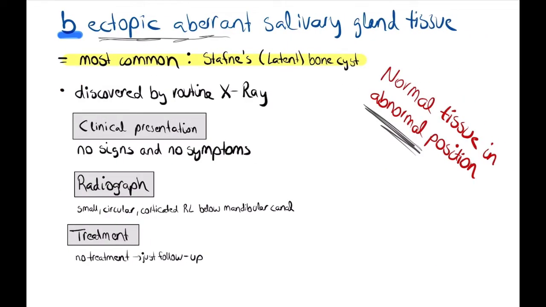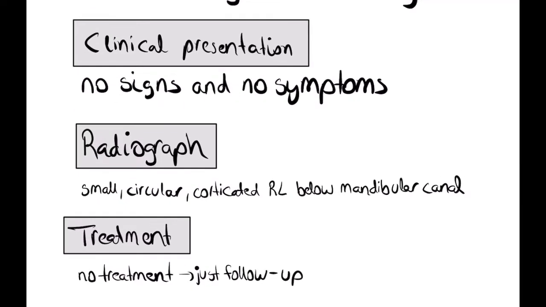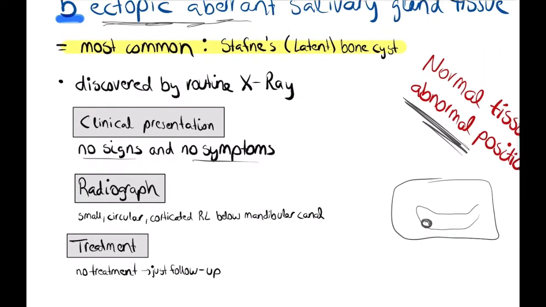The second one is the ectopic one. The most common type of the ectopic salivary gland is the Stafne latent bone cyst. If you see an X-ray, here is the mandible, and here is a radiolucent area. This is the ectopic area of the salivary gland, and it is actually discovered by routine X-ray. The clinical presentation is that we have no signs and symptoms, which is actually really good. And the radiograph, as I explained, shows a small circular corticated radiolucency below the mandibular canal. The treatment is we don't treat, we just follow up.